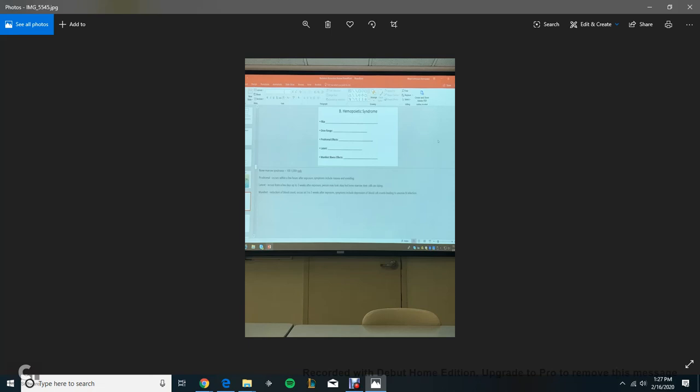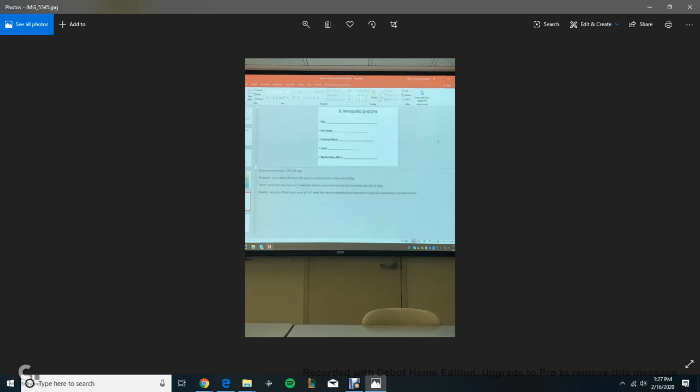Hematopoietic syndrome, which is also known as bone marrow syndrome. It occurs between 100 to 1,000 rads. Prodromal occurs within a few hours after exposure. Symptoms include nausea and vomiting. The latent phase occurs from a few days up to 3 weeks after exposure. A person may look okay, but bone marrow stem cells are dying inside.